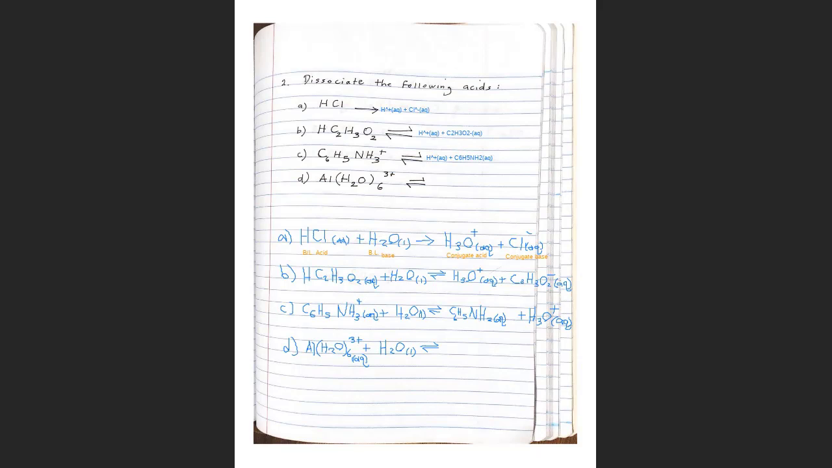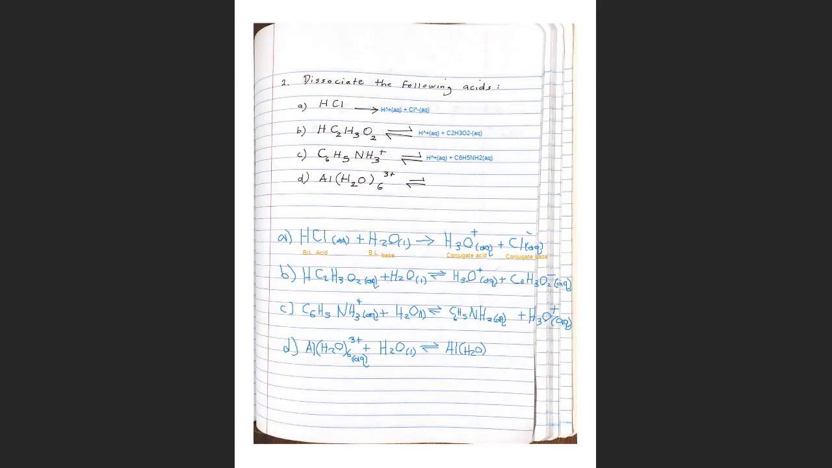Oh, I think I found it. It's like aluminum hydroxy pentahydrate. It would be Al and then in parentheses H2O. The subscript for the H2O is 5, and then it is in parentheses OH, 2 plus for the aqueous, plus the hydronium ion.